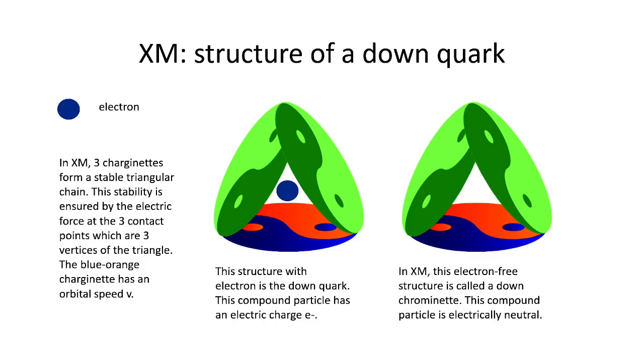In XM, this electron-free structure is called a down chrominate. This combined particle is electrically neutral.